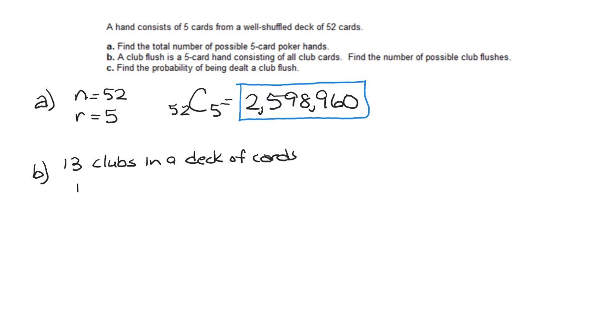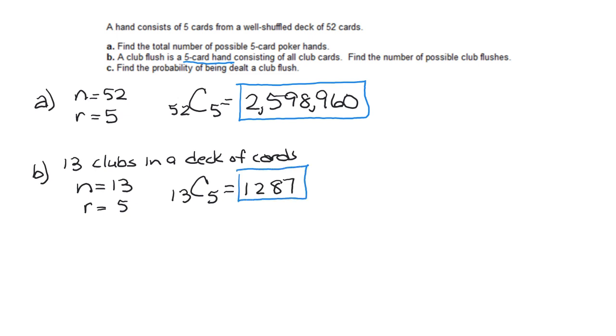All right, so we know that N, we're choosing out of 13 cards there, and it is a 5-card hand that we're going to pick. Again, let me underline that so you can see it's a 5-card hand. So my R is 5. So the possible club flushes that you could get would be 13 combination 5. And you should get 1,287 possible club flushes. All right, and then part C, it says find the probability of being dealt a club flush.